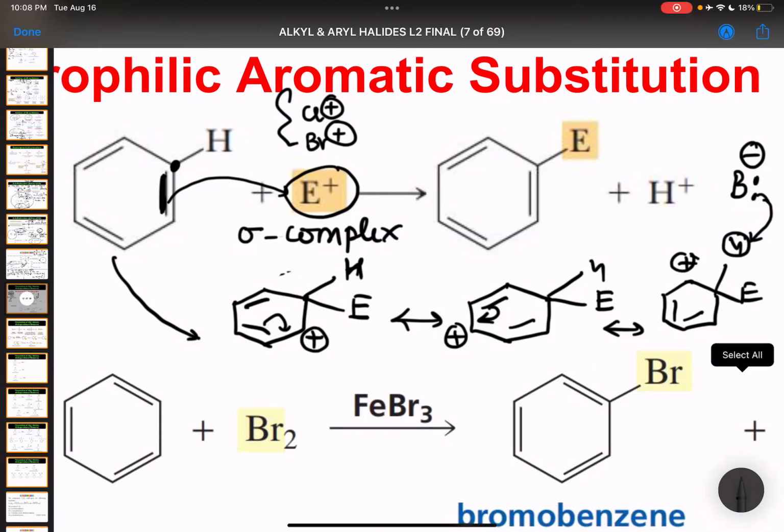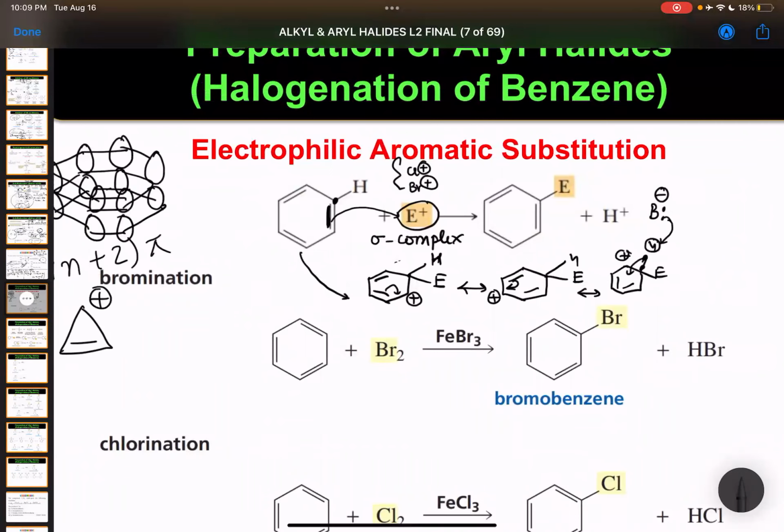Why H plus, and what happens to these electrons through which the H plus was connected to the benzene? It will form the double bond, and they will get back into the ring. Your ring is retained. So this is a substitution reaction because H plus is substituted by E plus.